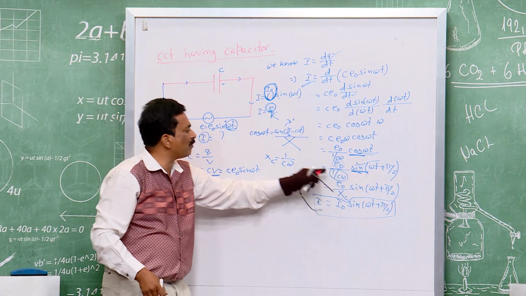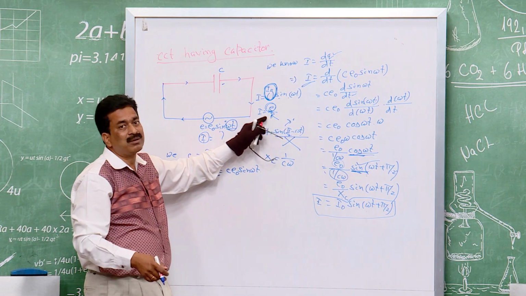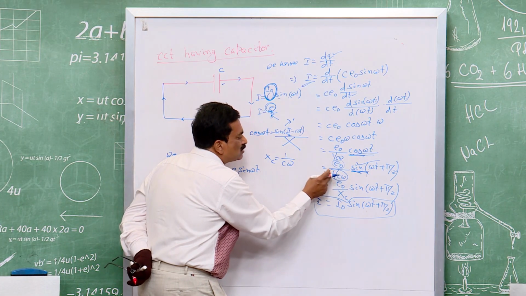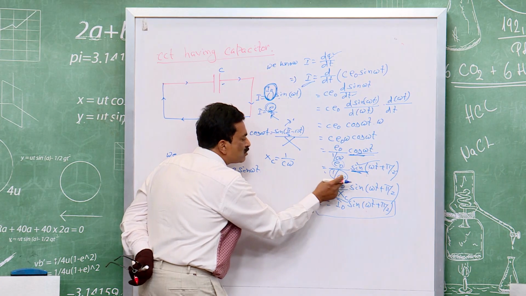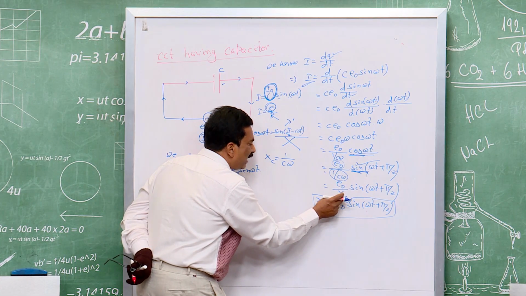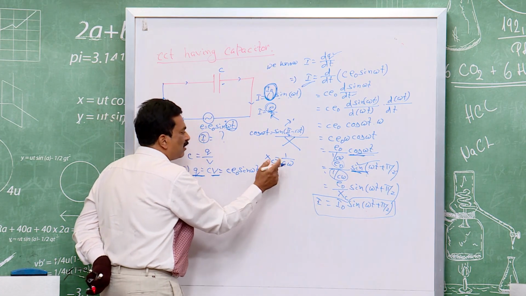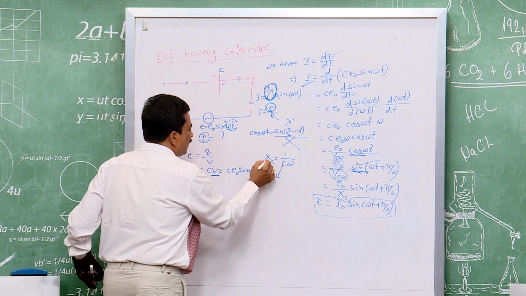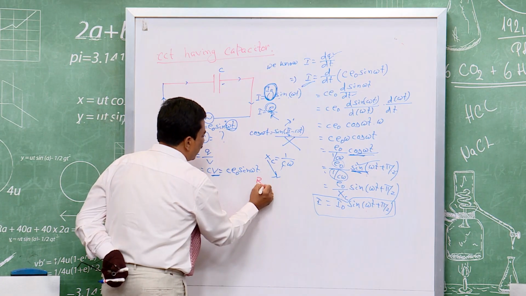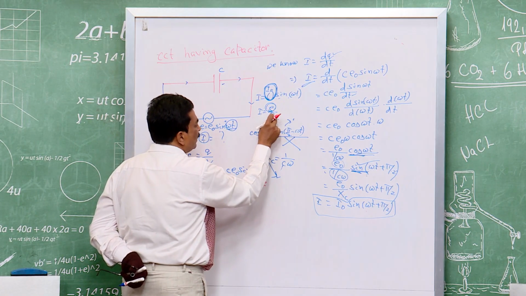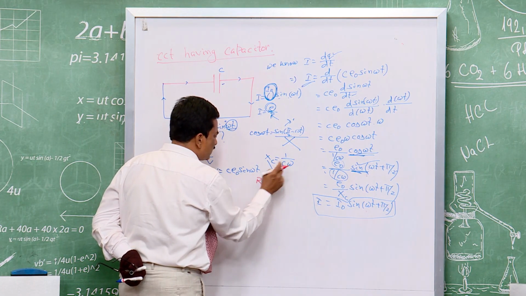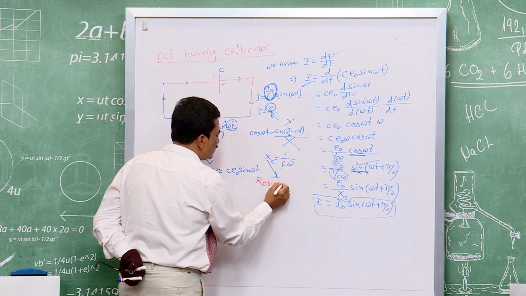So the denominator part must be for the resistance. In the denominator we have 1 by C omega. So this 1 by C omega, for our simplification, we have taken as Xc. This Xc is equal to 1 by C omega, and it is known as the resistance. You see, E by something, that is the resistance. So this 1 by C omega is the resistance.